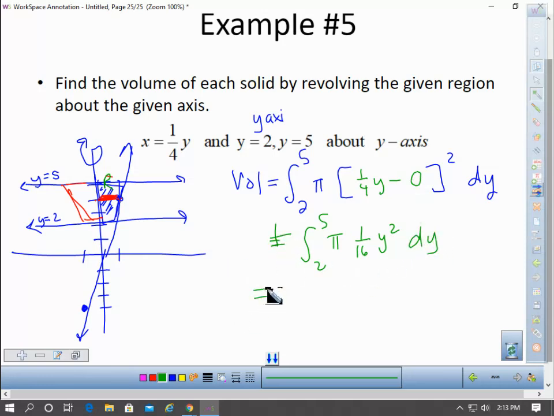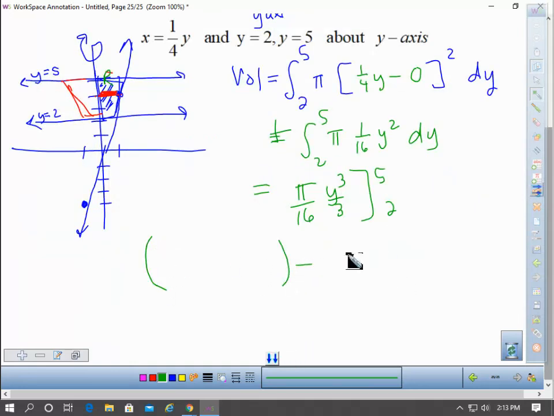All right, so now I'm going to do my antiderivative. So I keep pi over 16 since that's my coefficient. The antiderivative of y squared is y cubed over 3. I don't need plus c, and I'm just evaluating from 2 to 5. So now I do the fundamental theorem of calculus. So I plug a 5 in first. I'm going to keep my pi over 16. 5 cubed is 125 over 3. Then I'm going to plug a 2 in. So I keep the pi over 16. 2 cubed is 8 over 3.